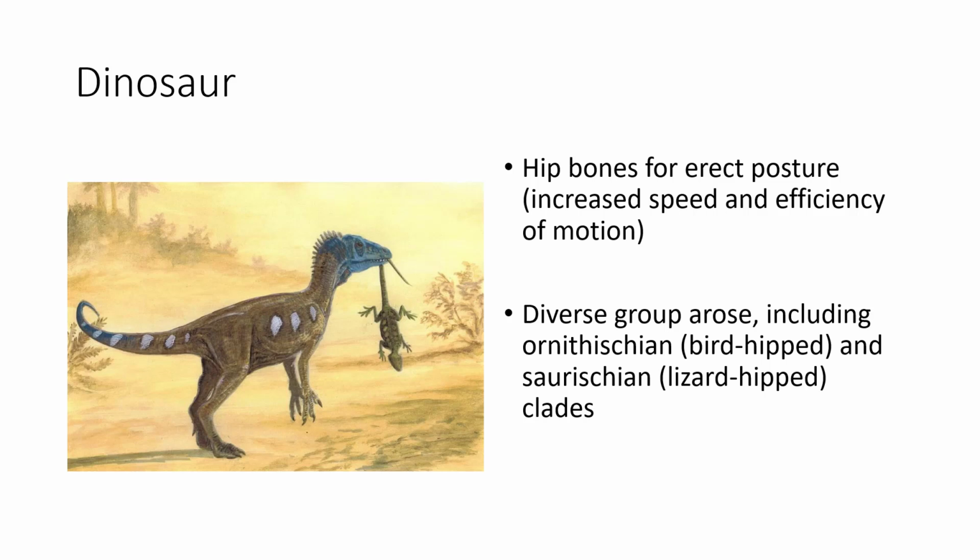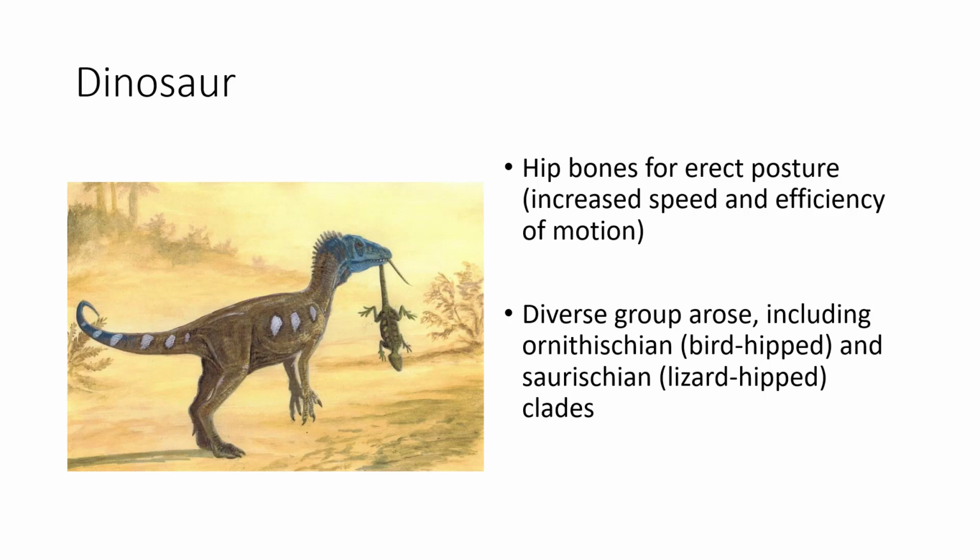Well, one group of reptiles developed different hips, and those would give rise to the dinosaurs. This allowed for increased speed and efficiency of motion, making them much more efficient predators and much more efficient foragers. So we see diverse groups pretty early on, including the ornithischian, which are the bird-hipped dinosaurs, and the saurischian, or lizard-hipped dinosaurs. Both of these were able to walk on 2 or 4 legs and were more efficient at walking on land, thus giving them an advantage over the reptiles.